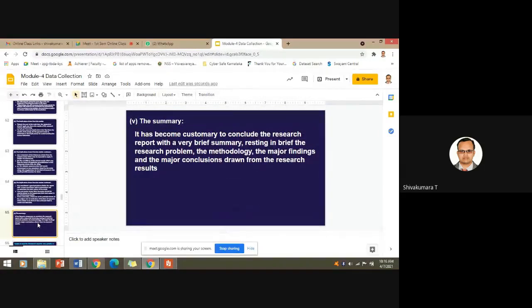Lastly, that is the summary section. The summary section concludes the research report with a very brief summary, restating in brief the research problem, the methodology, the major findings, and the major conclusions drawn from the research results. Usually in the conclusion part, there should be connectivity from the introduction to the conclusion. In brief, the major findings you need to define exclusively under the summary section of the report.